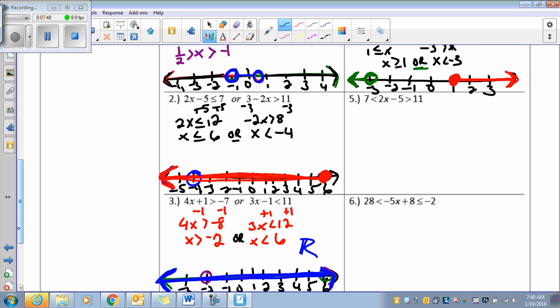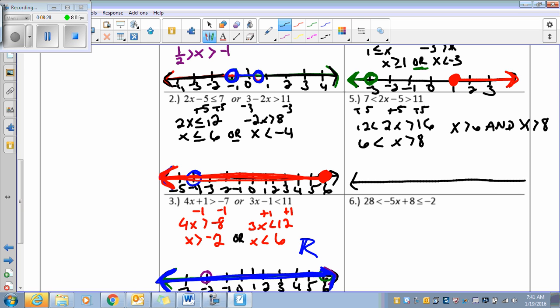Okay, let's look at number 5. Here we're going to solve from the inside out because it's AND, so it has to satisfy both inequalities. We can add 5 to both sides. We get 12 is less than 2x, which is less than 16, and we divide by 2 and get 6 is less than x, which is less than 8. We could also write this as x is greater than 6 and x is less than 8.